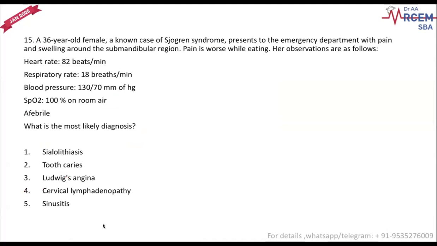A 36 year old male, a known case of Sjogren syndrome. What is Sjogren syndrome? Sjogren syndrome is a condition where the secretions decrease. For example, salivation will decrease, lacrimation will decrease, everything will decrease. When this decreases, calculi formation, that is stone formation, increases drastically. We'll continue with the stem.